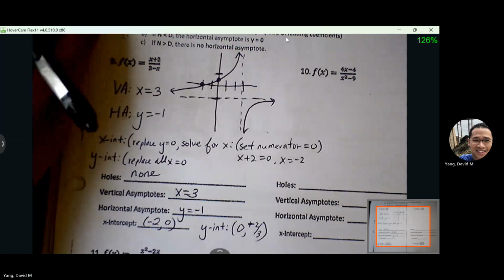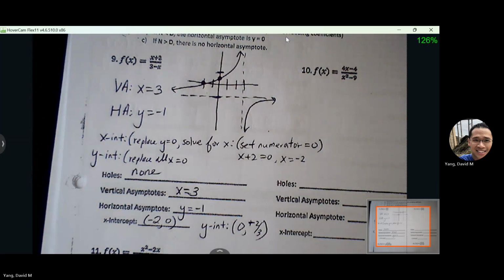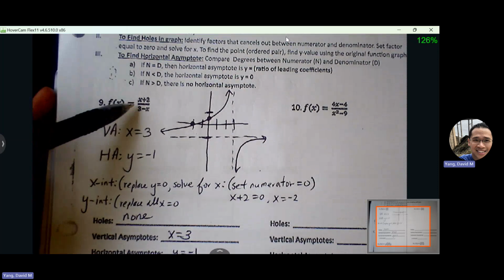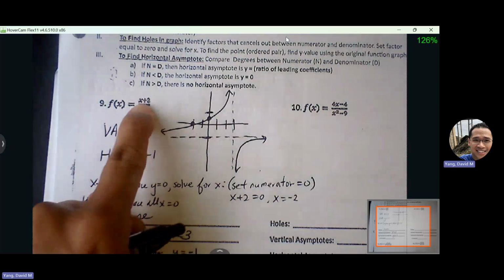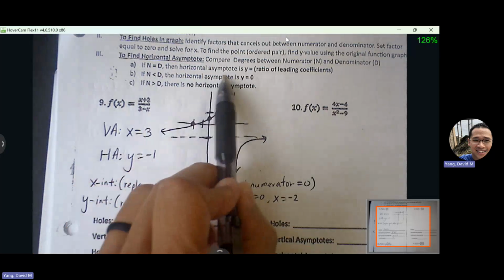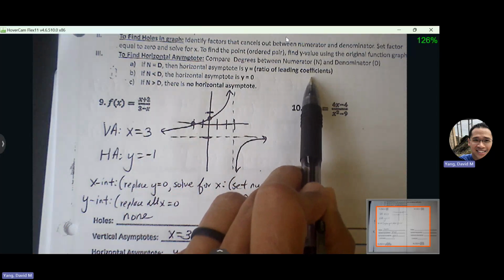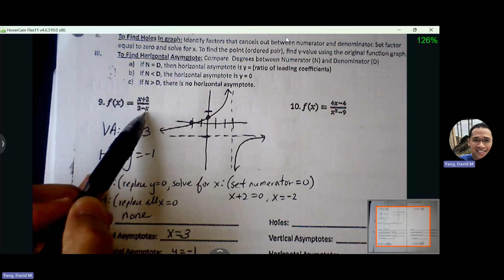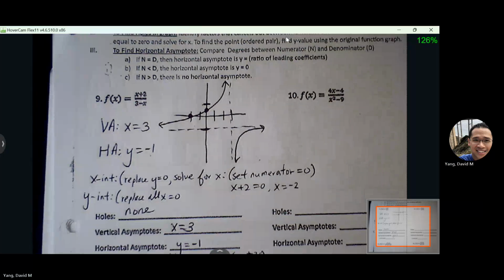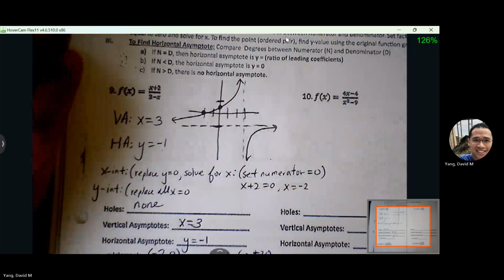Let's try number 11. Oh, yeah. So the way we find horizontal asymptote, we compare the degree between numerator and denominator. So you see how the numerator has a degree of 1. Denominator is also a degree of 1. So if the degrees match, then the horizontal asymptote is just the ratio of the leading coefficients. So here it's a 1x over a negative 1x. So it's just going to be 1 over negative 1, which is negative 1.